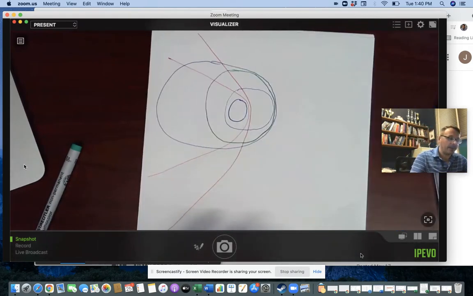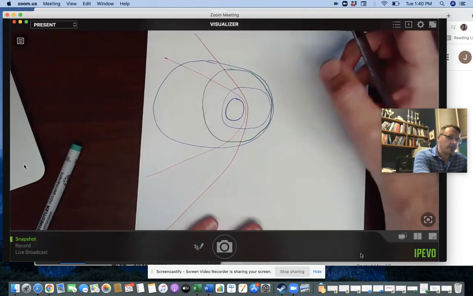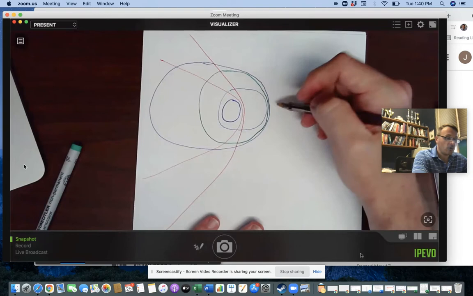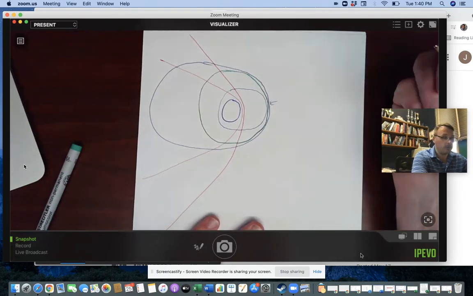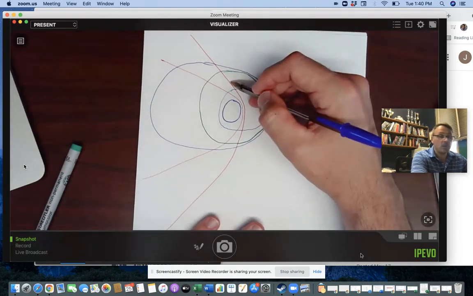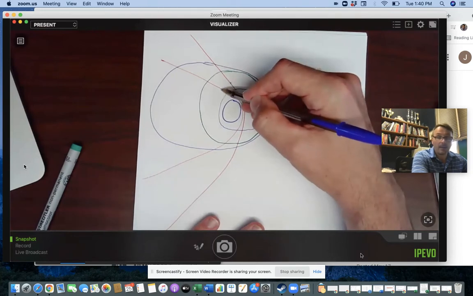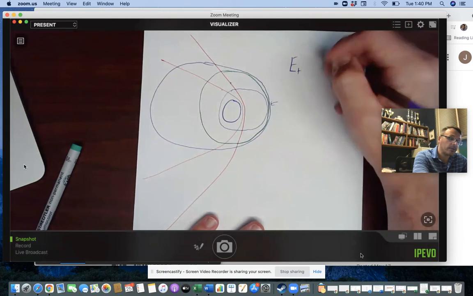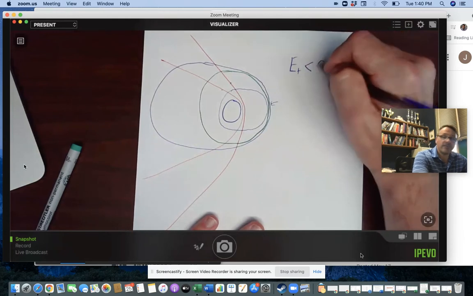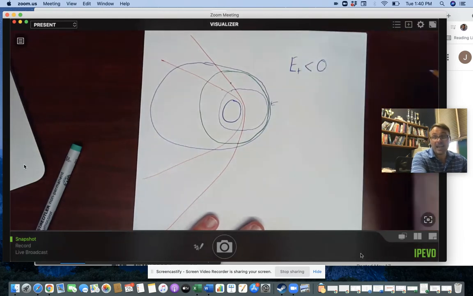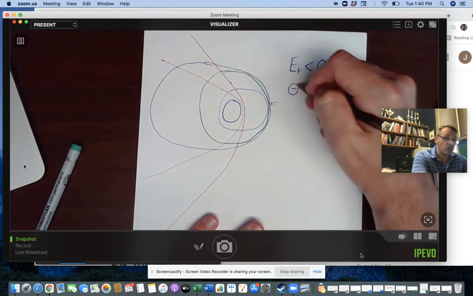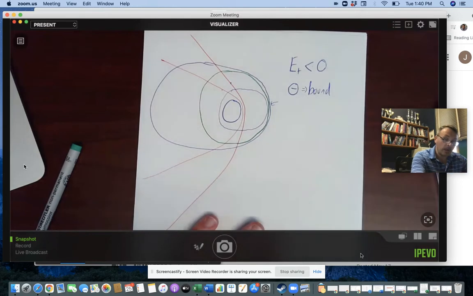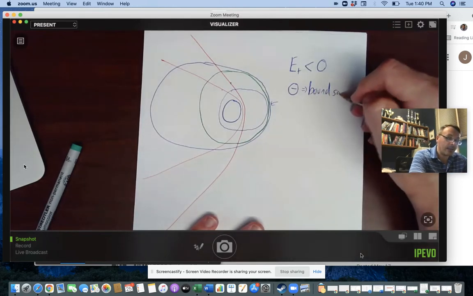So why does that matter? It matters because we have two basic types of conic sections here. We have closed conic sections, the circle and the ellipse, and we have open conic sections, which are the hyperbola and the parabola. The total energy for any closed orbit is always negative, right? That's what the negative sign means. A negative total energy means a bound satellite.